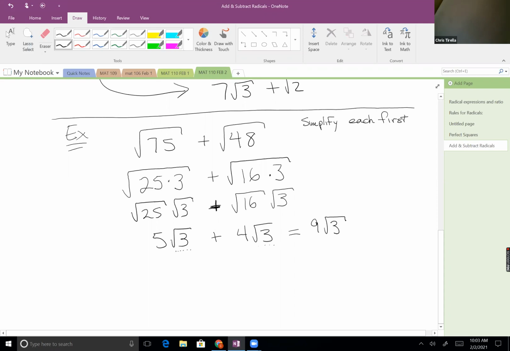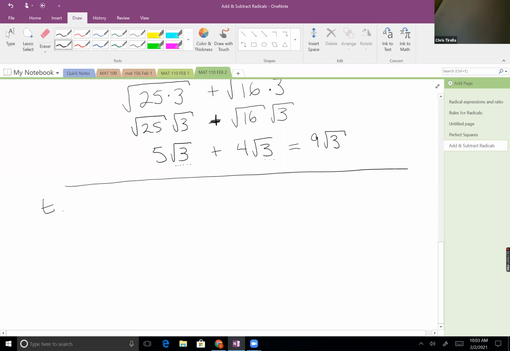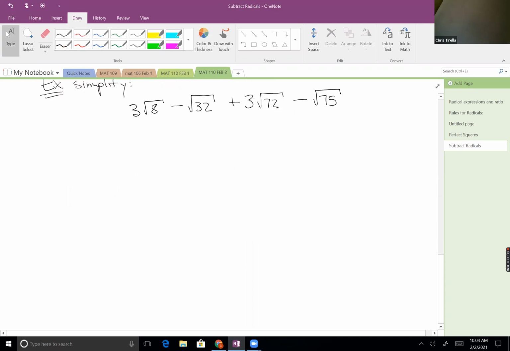And having seen that one done out, I'm going to ask you folks to simplify 3 radical 8 minus the square root of 32 plus 3 times the square root of 72 minus the square root of 75. You're going to have to simplify each of those radicals and then decide which ones you can combine. And I'm going to give everybody a minute to try to do that.